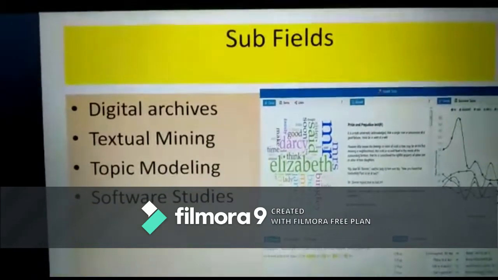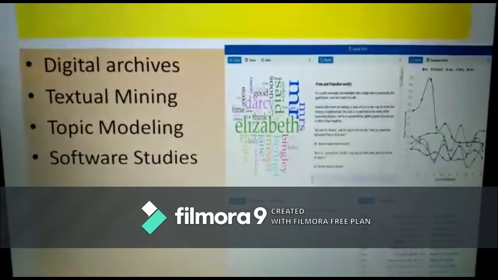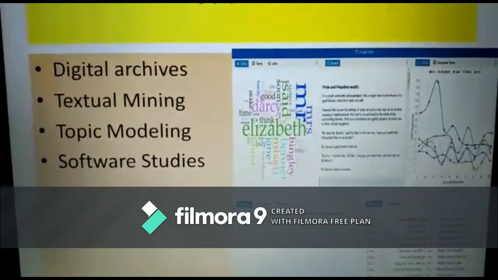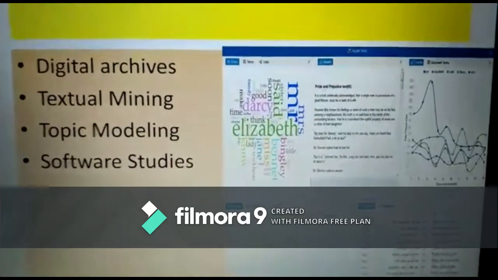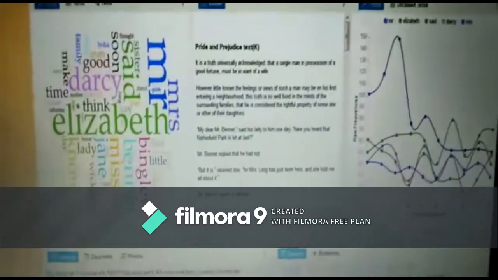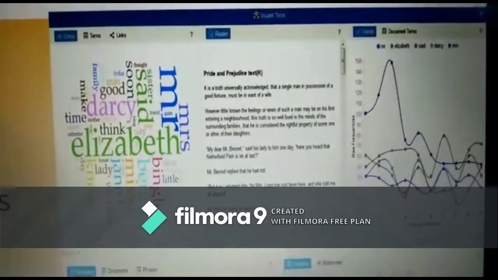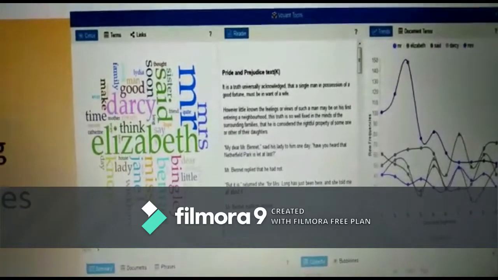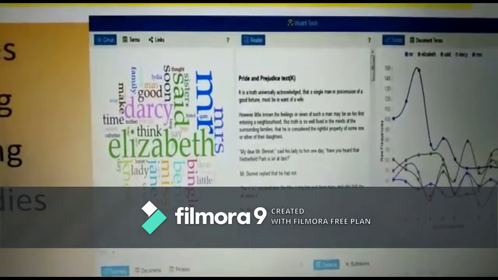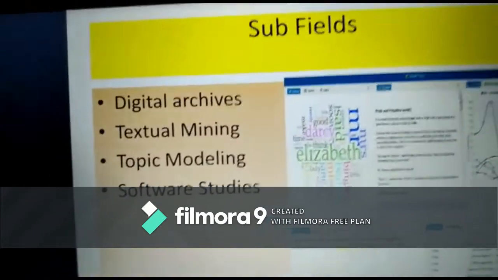Then there is textual mining. What is textual mining? Basically, a text is studied in a digital form, and we look at the outcome of that. For example, some scholar studied Pride and Prejudice by Jane Austen in its digital form. It says that the word Mr. is frequently used in this text. Then the second topmost word is Elizabeth, the third one is Darcy, and the fourth Mrs. So this is how it is represented. It is also an interesting and important field.